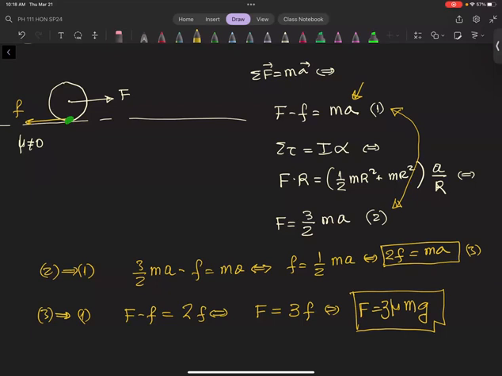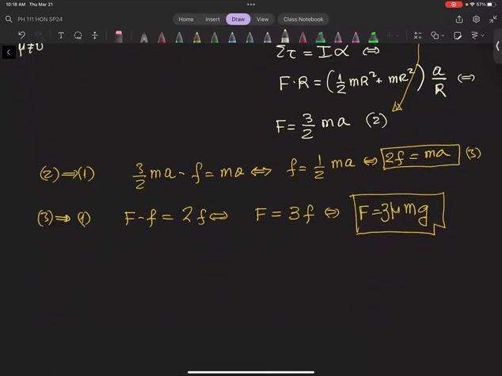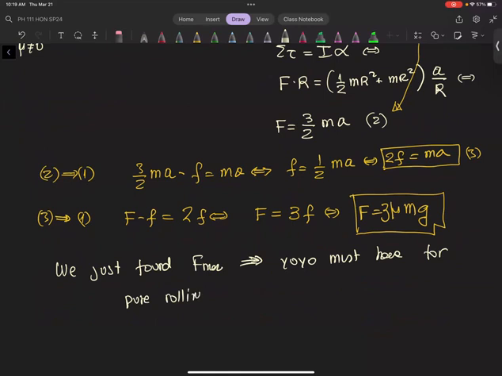I'm going to repeat this again. We just found, and I will explain why I called it the maximum, we just found the maximum force the yo-yo must have for pure rolling. Why do I call this the maximum? Do you see any inequality here? You don't see, you see equalities all along, right? But think about this. Why am I calling it the max?